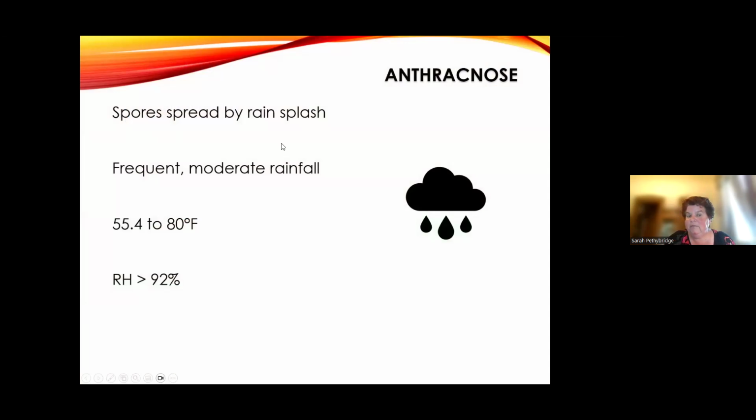So one of the characteristics of anthracnose is, again, similar to bacterial diseases. The spores are spread by rain splash. We're encountering frequent moderate rainfall, which is conducive to the disease. It's got a very wide temperature range, so it's happy either way, right down to 55 degrees and up to 80, but it really likes high relative humidity, over 92%.